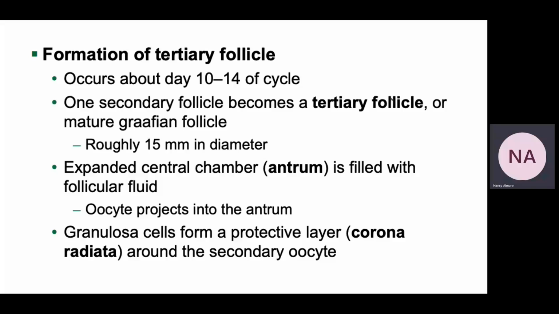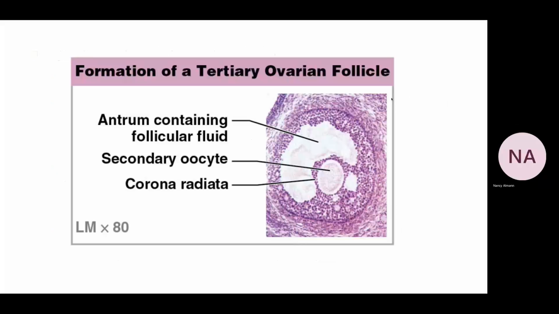You will have the antrum, which is this expanded central chamber, which is going to be filled with follicular fluid. And the oocyte is going to protrude up into the antrum. Those granulosa cells are going to form the corona radiata, which is that protective layer around the secondary oocyte. So that shows you the secondary oocyte, the antrum, which is containing all of that follicular fluid, and the corona radiata.